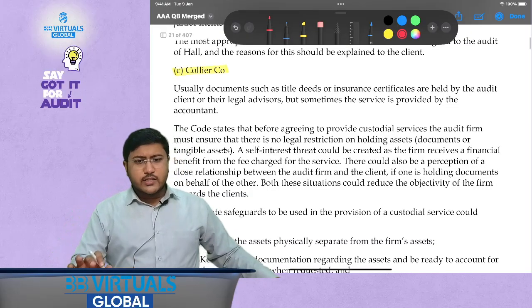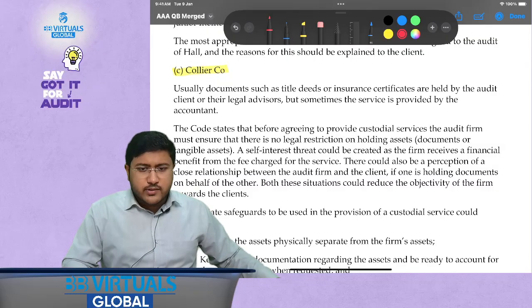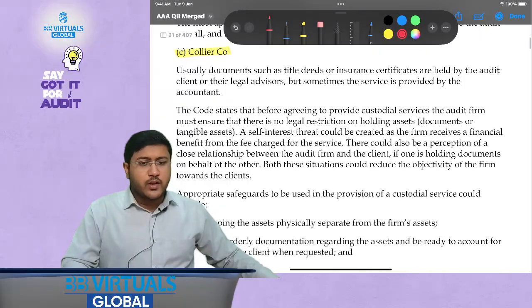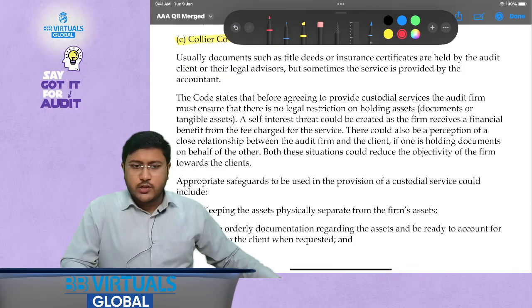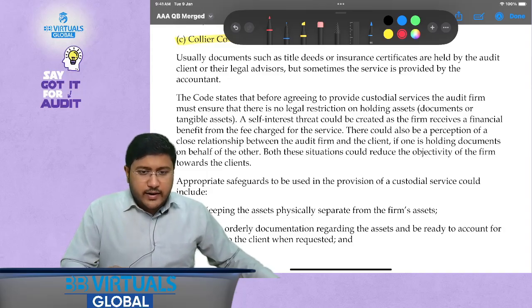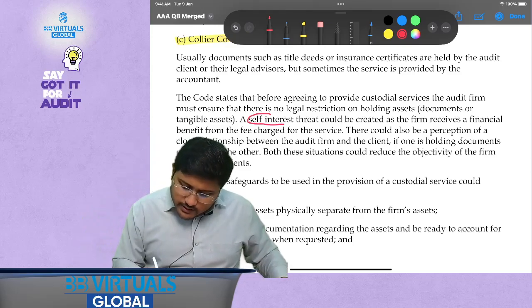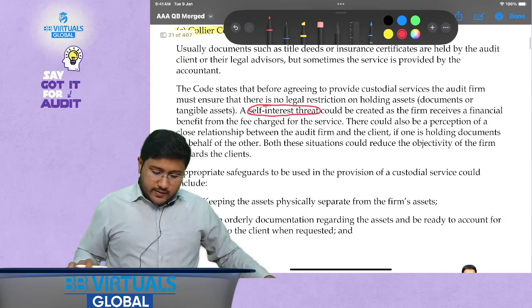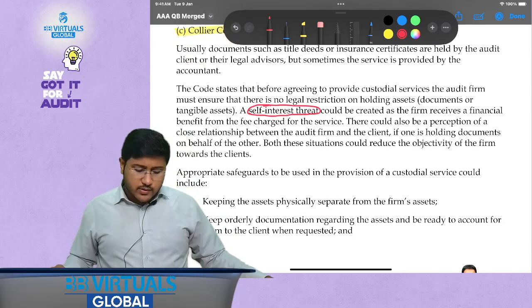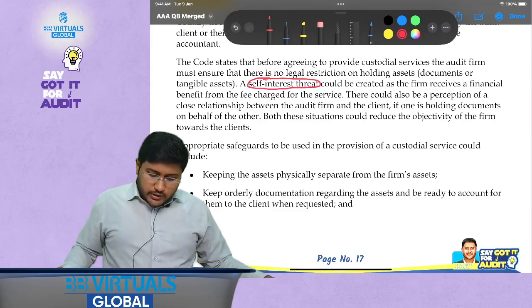So usually documents such as title deeds or insurance certificates are held by the audit client or their legal advisors, but sometimes the service is provided by the accountant. The code states that before agreeing to provide custodial services, the audit firm must ensure that there is no legal restriction on holding assets. A self-interest threat could be created. So did we identify the correct threat? Yes. A self-interest threat could be created as the firm receives a financial benefit from the fee charged for the service. There could be a perception of a close relationship between the audit firm and the client.